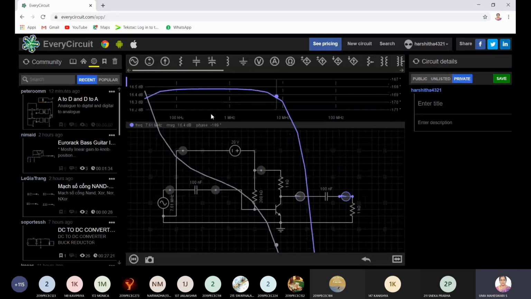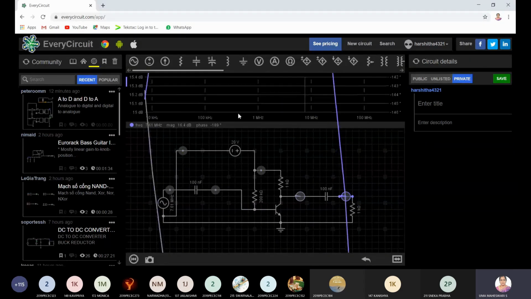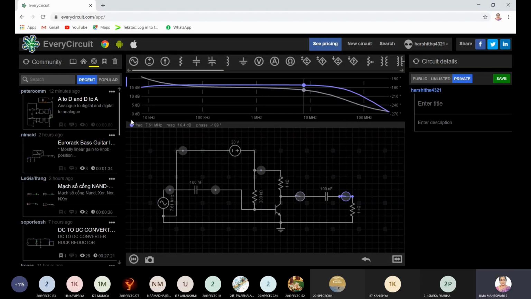So from that 1 megahertz or something like that, I am going for the next range. So previous screen was about up to 10 kilohertz. Now I have gone to this. So this is your midband. This is your high frequency region. So where is my cursor? Your cursor is at 7.61 megahertz. Gain is 16.4. So how much should I shift towards the right hand side now? Minus 3. So what is 16.4 minus 3? 13.4. So I should move towards the right hand side until I get 13.4 somewhere.